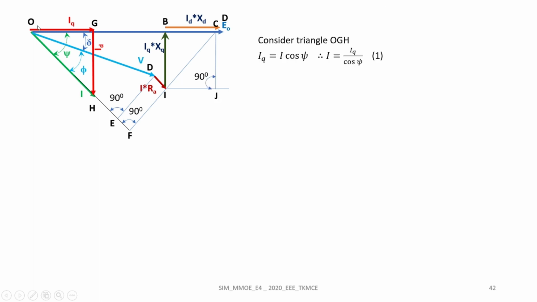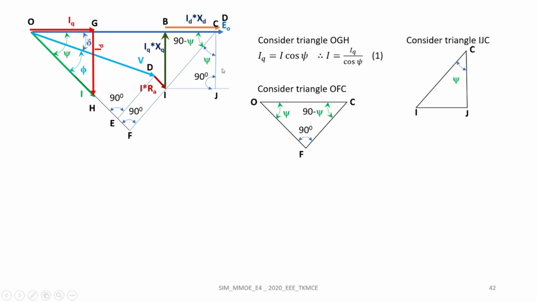So considering this right angle triangle OGH, here the hypotenuse is I and we can have the equation for IQ as I cos psi. From this I cos psi, we can have the equation for I as IQ by cos psi. Let it be equation number 1. Now let's consider this big triangle OFC. In this triangle, this angle is psi and this angle is 90 degrees. Therefore, this angle is 90 minus psi.